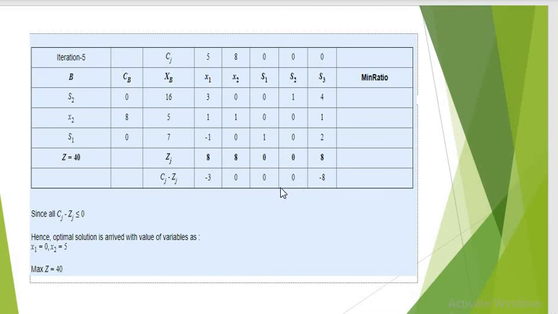That means we reached the optimal solution, and the optimal solution is x1 equal to 0 and x2 equal to 5, and the maximum value is equal to 40. Since one of the basic variables is 0, that corresponds to a degenerate solution.